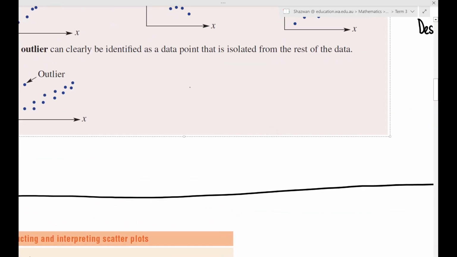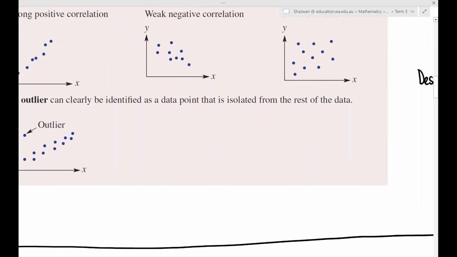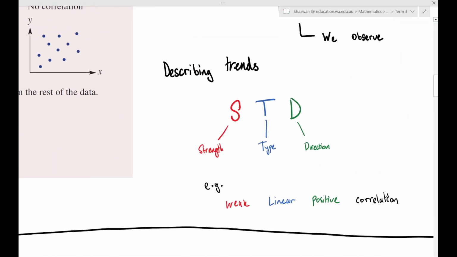If I had some data that looks something like this, you might think, well, the line of best fit isn't necessarily going to be a line, it might be a curve. So that's a different type of regression. We're going to be focusing mainly on linear regression, lines of best fit.